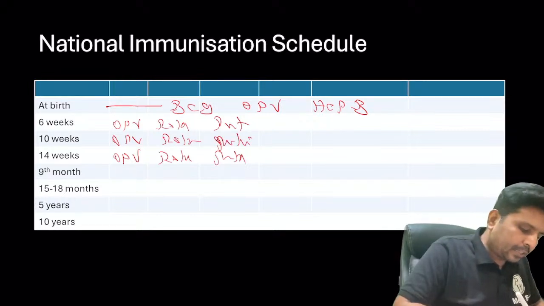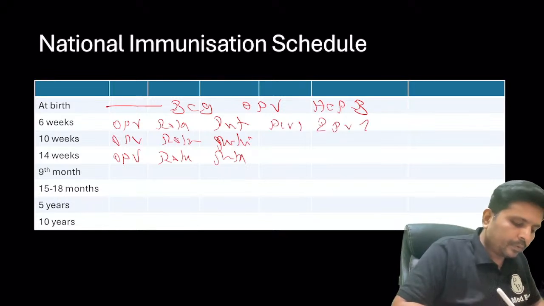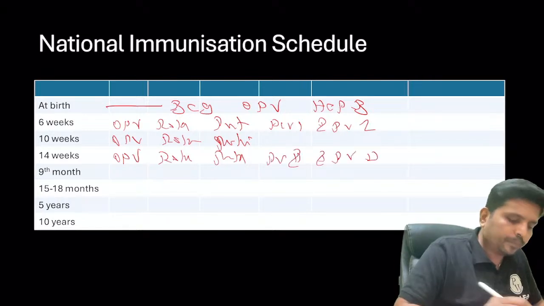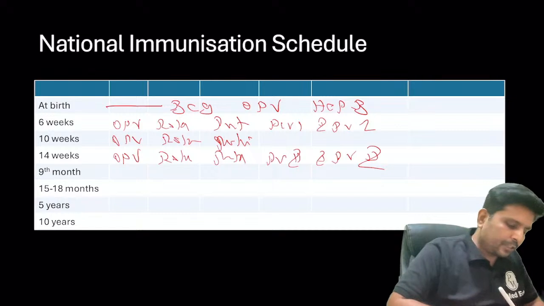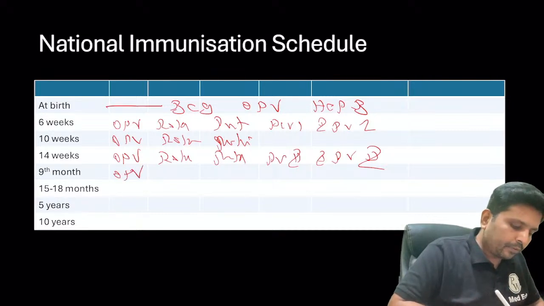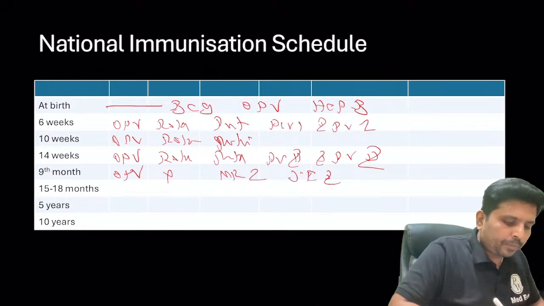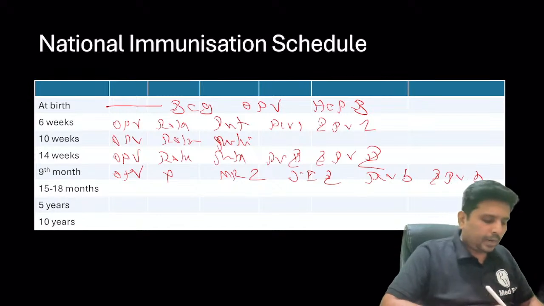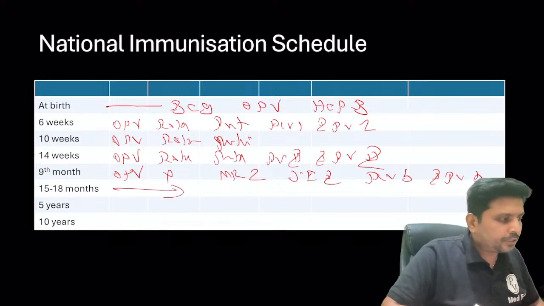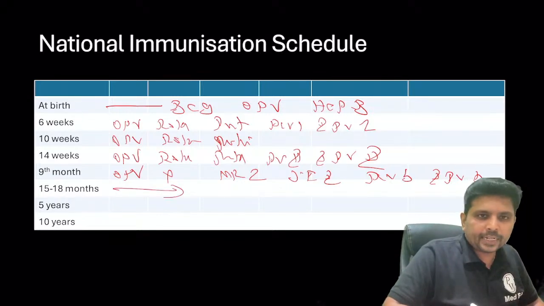Whereas at 6 weeks, PCV1, IPV1. At 14 weeks, PCV2 and IPV2. At 9 months, OPV you will give, MR1, JE1, PCV booster, IPV booster. Then at 15 to 18 months.